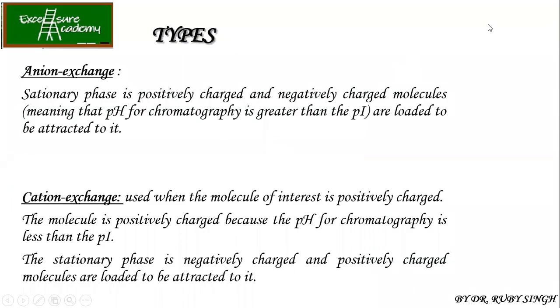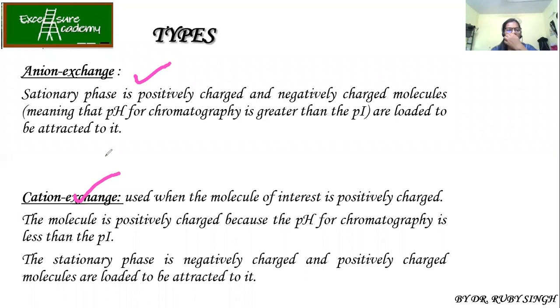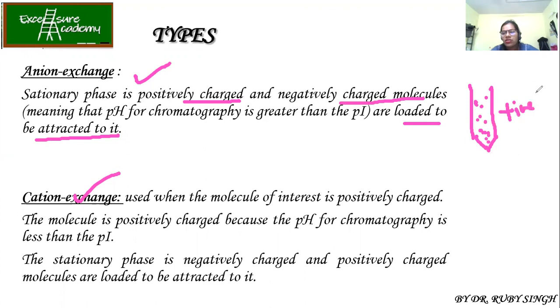So there are two types, anion exchange and cation exchange. So we have two types of ions, right? So we have over here anion exchange and cation exchange. Now in the case of anion exchange, the stationary phase is positively charged and negatively charged molecules are loaded to be attracted to it. So what does it mean? It means that in the column, whatever matrix is present, that matrix is positively charged.